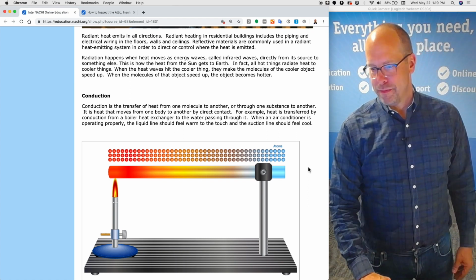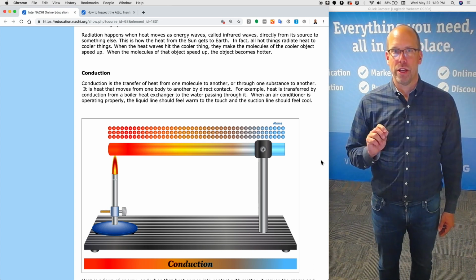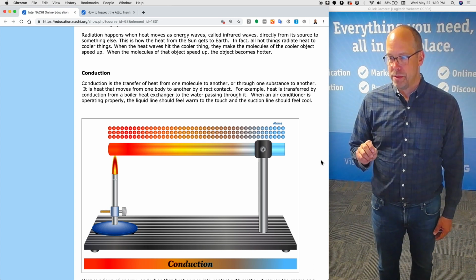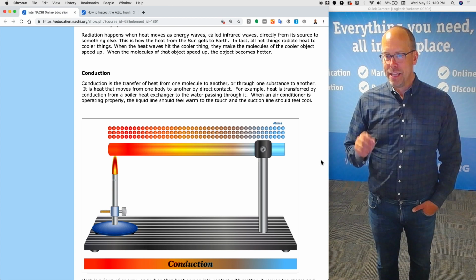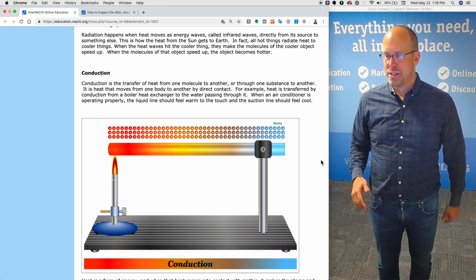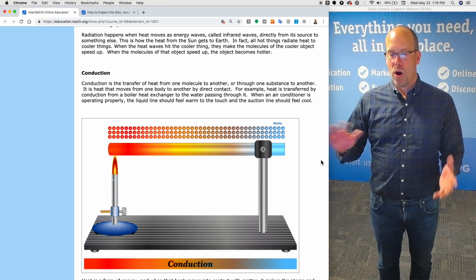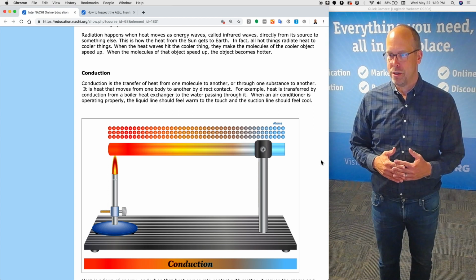Let's talk about conduction. Conduction is the transfer of heat from one molecule to another, or through one substance to another. It is heat that moves from one body to another by direct contact. For example, heat is transferred by conduction from a boiler heat exchanger to the water passing through the boiler heat exchanger.